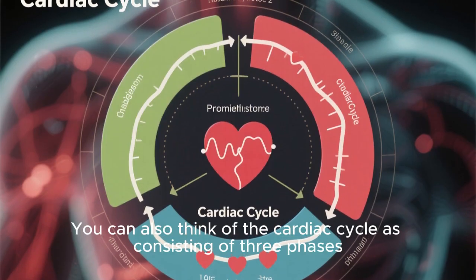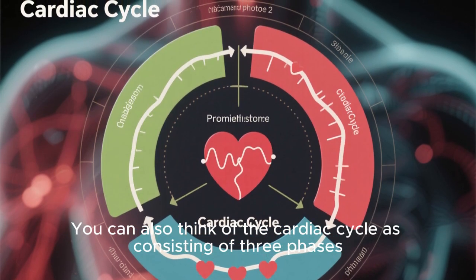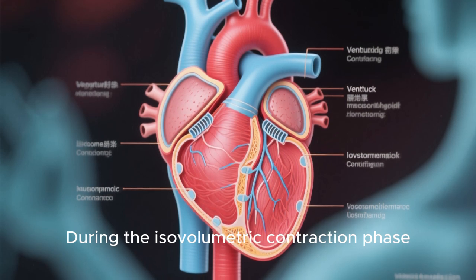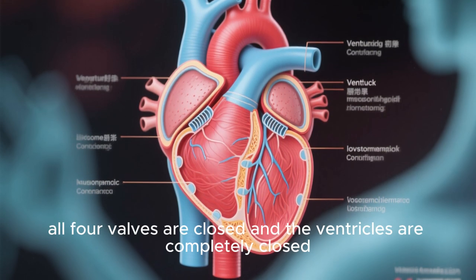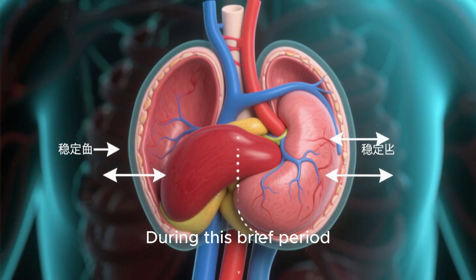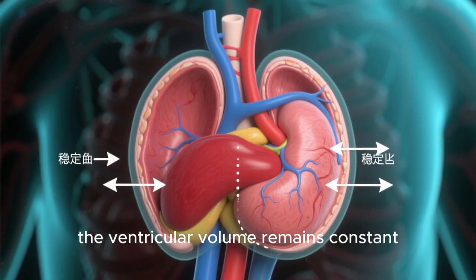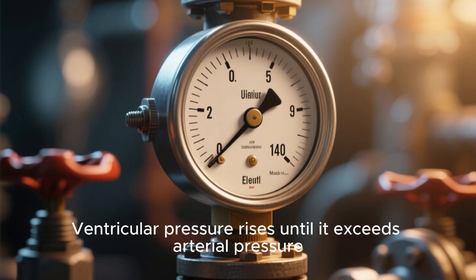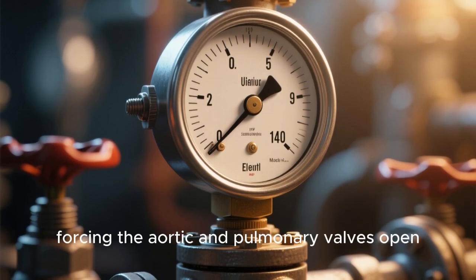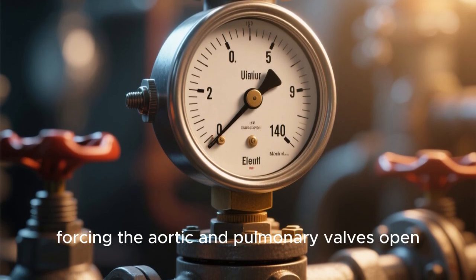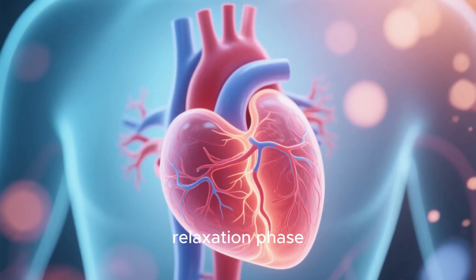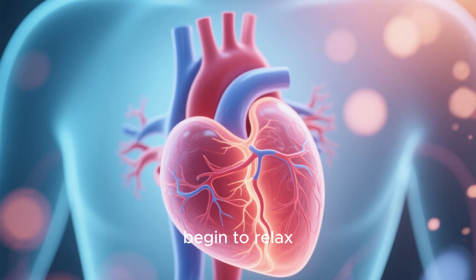You can also think of the cardiac cycle as consisting of 3 phases. During the isovolumetric contraction phase, all 4 valves are closed and the ventricles are completely closed. During this brief period, the ventricular volume remains constant. Ventricular pressure rises until it exceeds arterial pressure, forcing the aortic and pulmonary valves open. This continues until the isovolumetric relaxation phase, when the ventricles begin to relax.